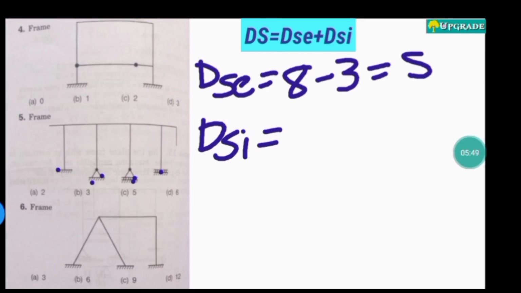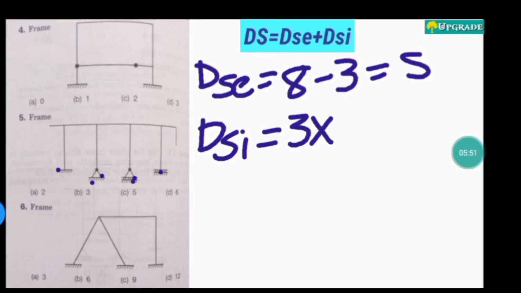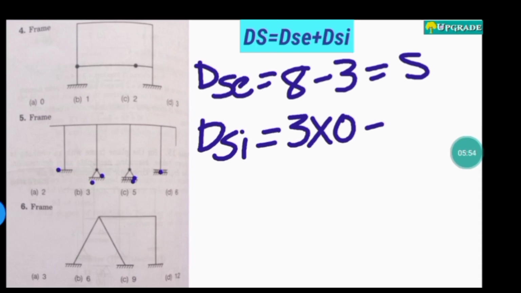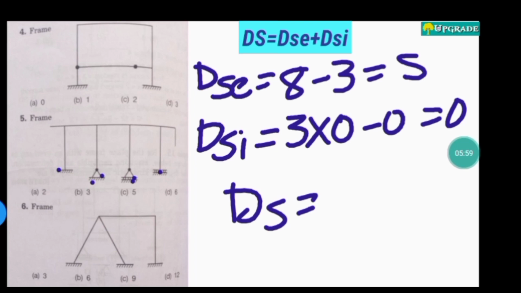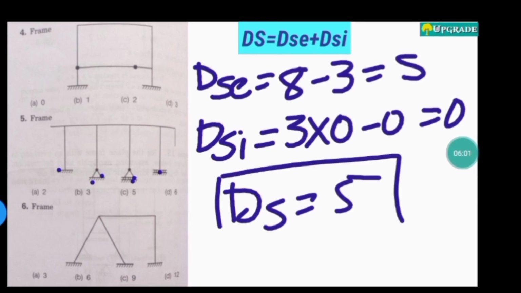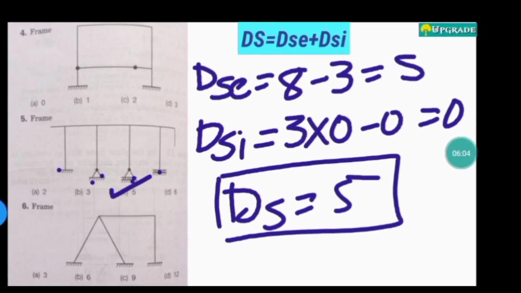So formula 3C minus RR. So 3 into C, 0, minus released reactions also 0. So the answer is 0. So therefore DS will become, so 5 plus 0, 5. So therefore option C is correct.